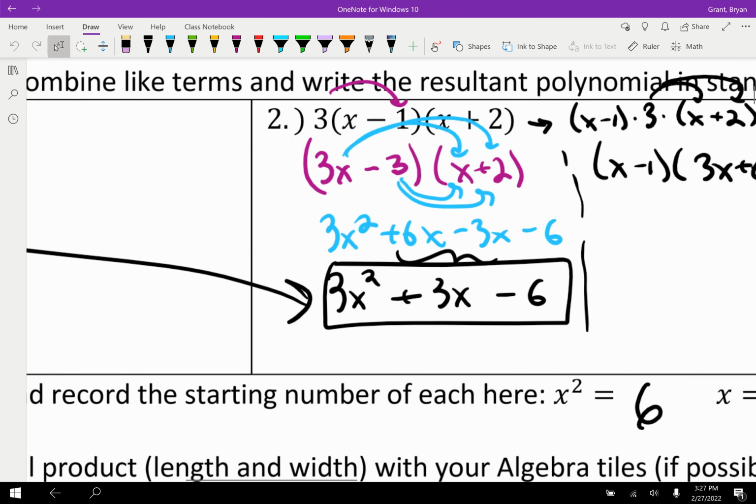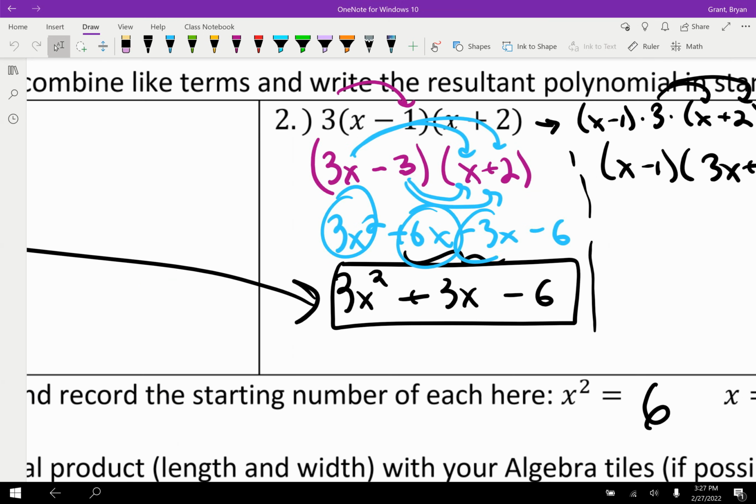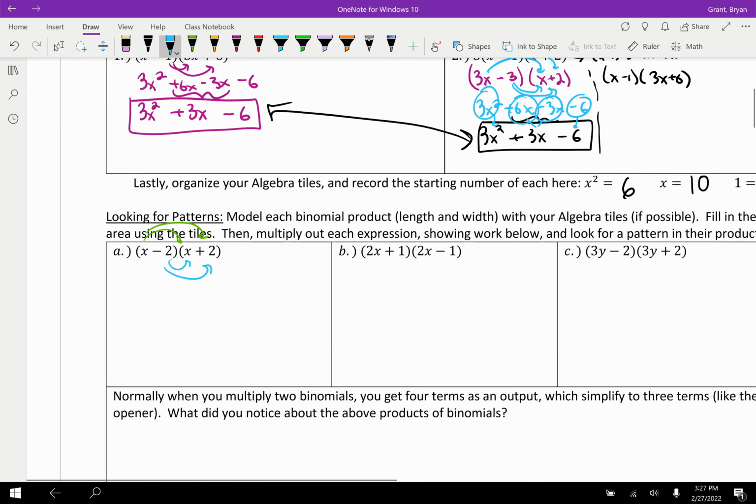Isn't that what we did on the opener? I got 1, 2, 3, 4 terms. These simplified, stayed the same, stayed the same. So it seems like we were able to simplify to get 3 terms from 4. Let's see if that happens here as well, a binomial times a binomial. So algebra tiles, try it on your own, see if you can answer the question. Ready, set, go. All right.